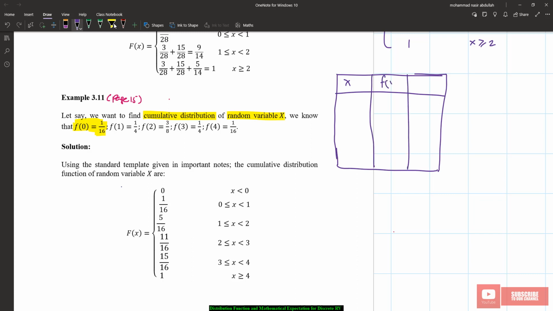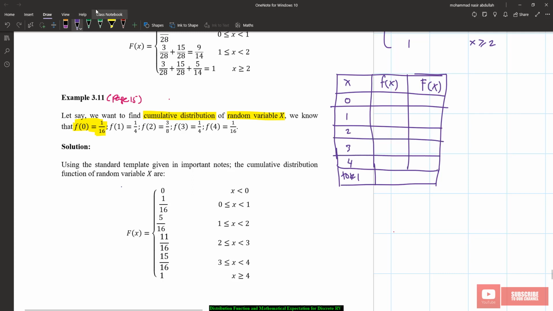So this is f x and this is capital F x. You start from 0, 1, 2, 3, 4, and the last is total. Next step, you put in the probability values. This is 1 over 16, this is 1 over 4, this is 3 over 8, and this is 1 over 4, 1 over 16. And the total should always equal 1, because by the rule of probability, the summation of all probabilities equals 1.